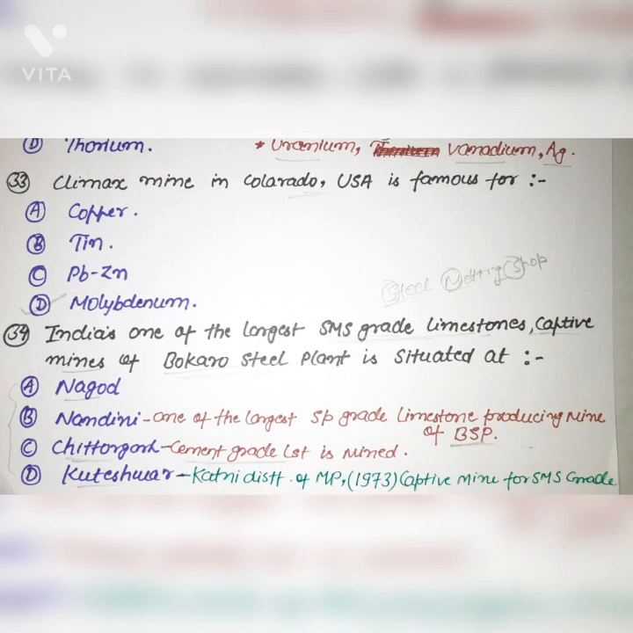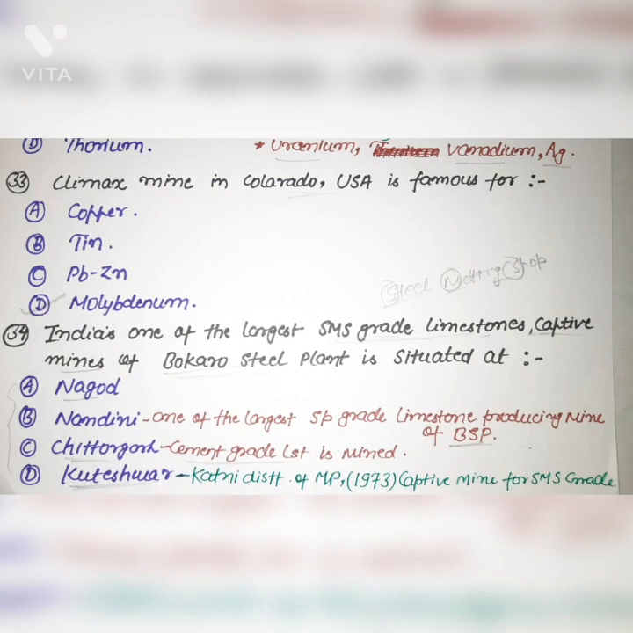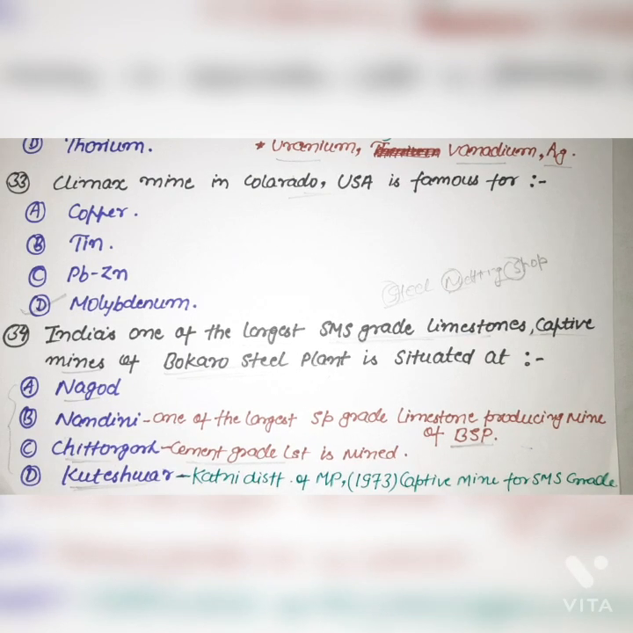This question is important. Why? Because SMS grade limestone is found in very selective places. One of them, as I told you, is the Kuteswar limestone unit, located in Katni district of MP, and the second one is Jaisalmer. In Jaisalmer, Sanu and Gotan limestone units are present, which are SMS grade limestone units, and these are among the largest SMS grade limestone mines of the world.